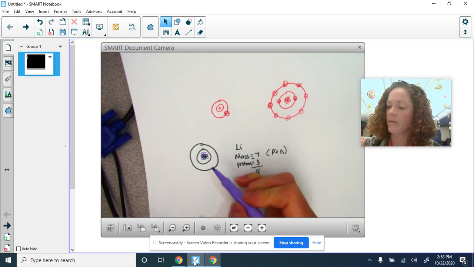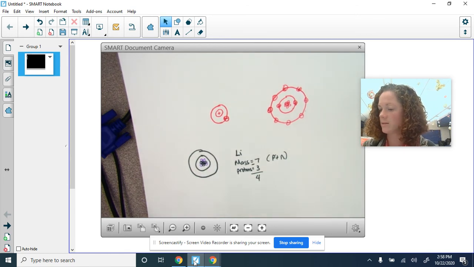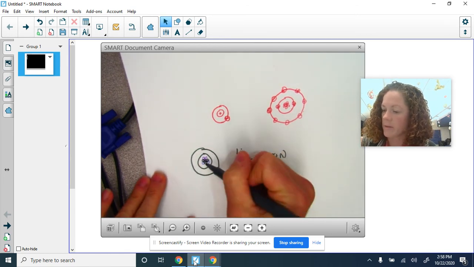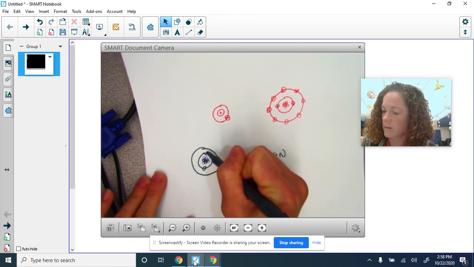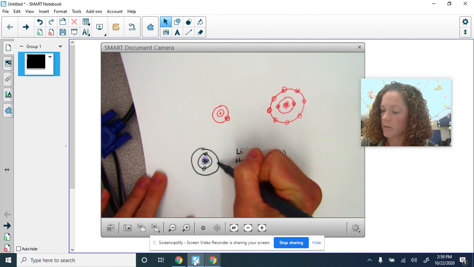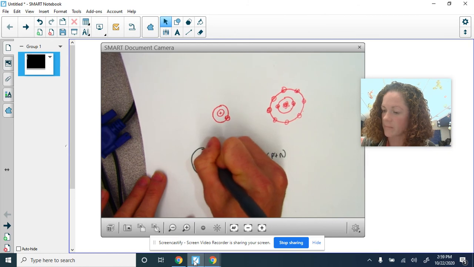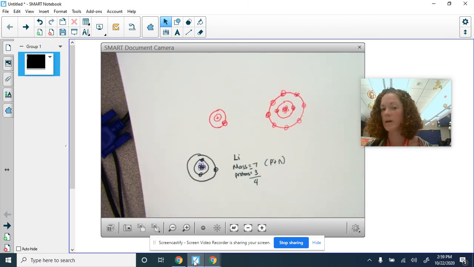And then remember, the number of electrons is going to be the same as the number of protons. So I always start with 2 on the first ring, so 1, 2. And then I need 3 total, so it would be 1, 2, and then 1 more would be my 3. And I could put my minuses in there. So that's how I would do my Bohr model.